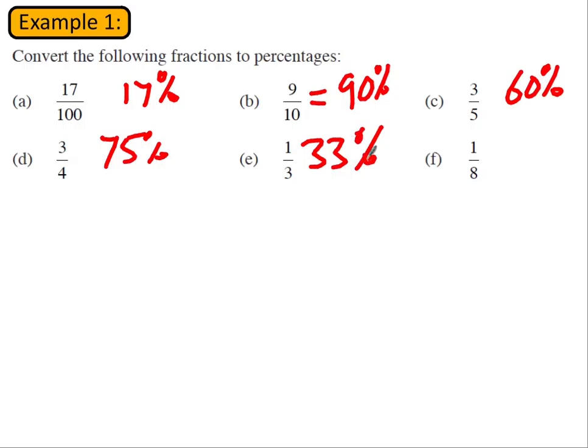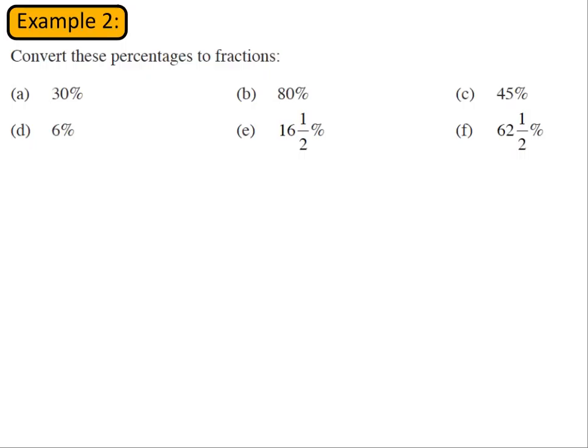1 divided by 8 multiplied by 100 is 12.5%. Okay, so that's a quick, easy way of doing it on your calculator. Do the numerator divided by the denominator and then multiplied by 100. Now, to convert things into fractions, it's quite similar.